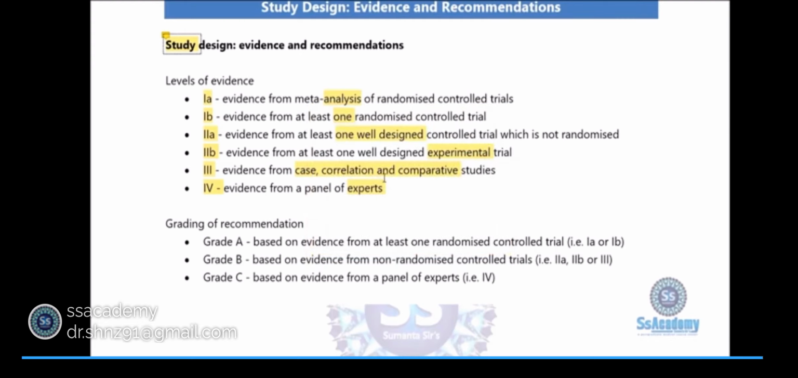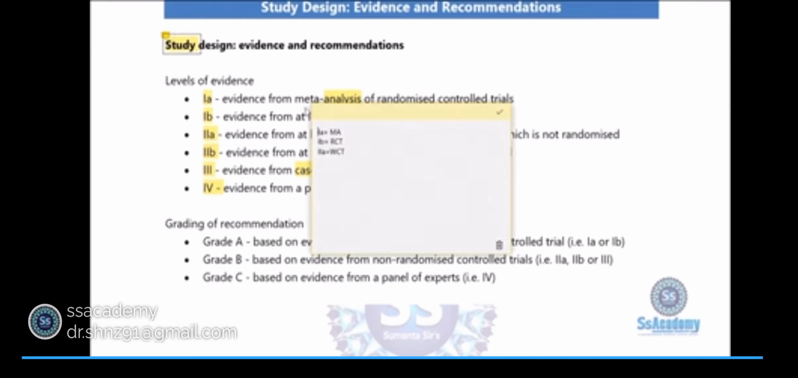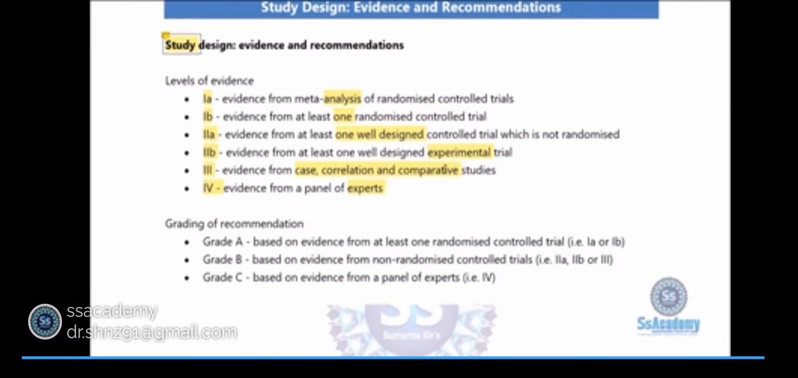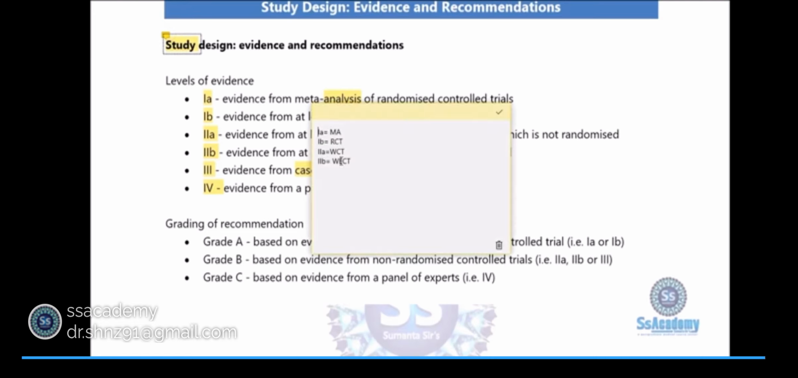And 2B is a well-designed experimental controlled trial. So well-designed controlled trials, and once again the 2B is equal to well-designed experimental controlled trials. So yes, well-designed controlled trials and well-designed experimental trials. And 3, once again, is equal to case.